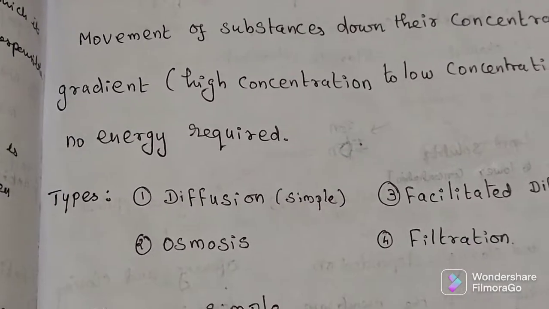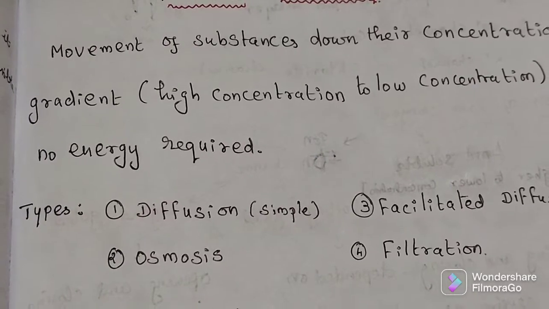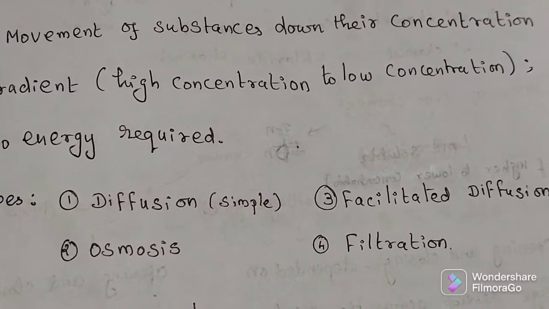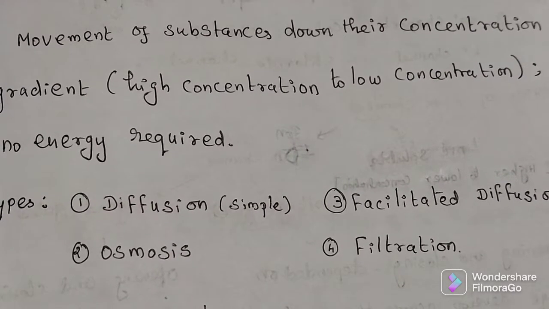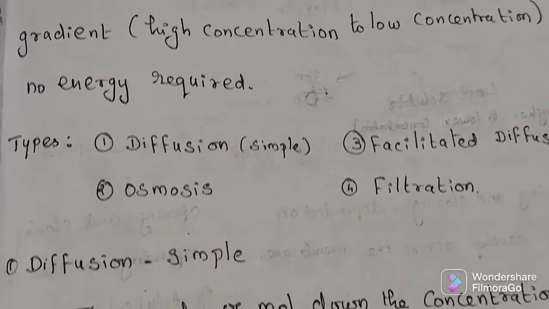Then, four types of passive transport. What are the four types? Simple diffusion, facilitated diffusion, osmosis and filtration. First we will discuss simple diffusion.